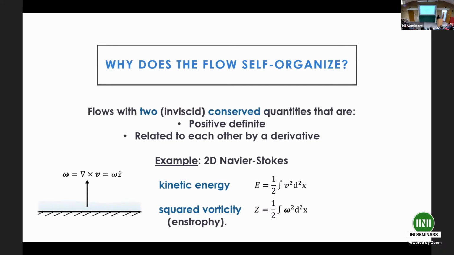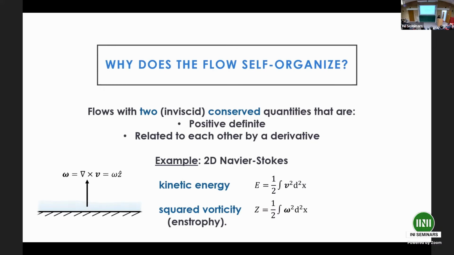So let me give you an example of a flow. I already mentioned it: this is 2D Navier-Stokes. You have two conserved quantities. One is kinetic energy. Actually, you have more: any power of the vorticity, which is the curl of the velocity, is conserved. But in particular, a positive definite square bilinear conserved quantity is what's called enstrophy, which is the vorticity squared.